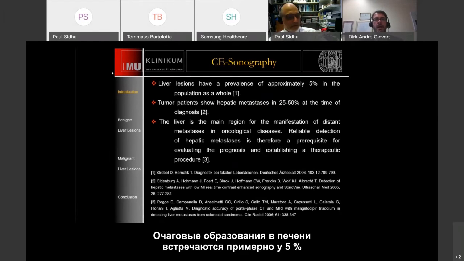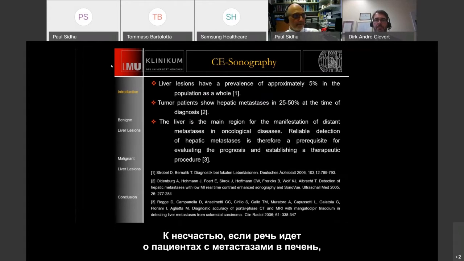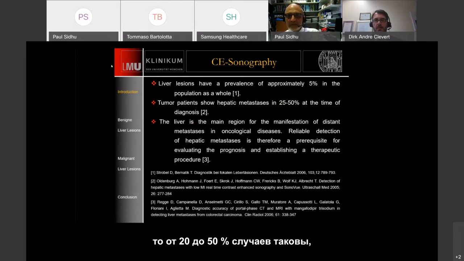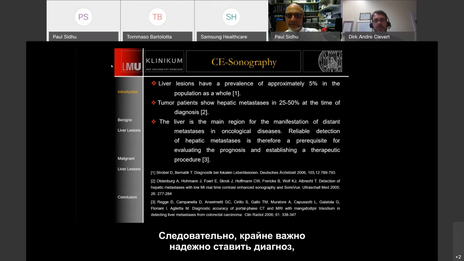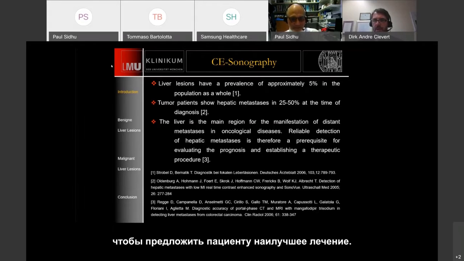So liver lesions have a prevalence of around 5% in the population. But unfortunately, patients with hepatic metastasis have in 20 to 50% of the cases, at the time of diagnosis, already liver mets. Therefore, it's very essential to make a reliable diagnosis in order to offer the best treatment for the patient.